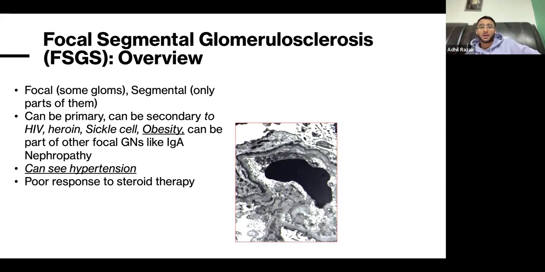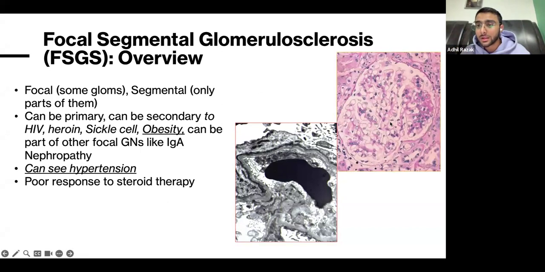Like actually all of these conditions, they could all be primary, and it could also be secondary to HIV, heroin use, sickle cell disease, obesity, and it could be part of other conditions like IgA nephropathy. IgA nephropathy could progress to focal segmental glomerulosclerosis. And in this, you can also see hypertension. The issue with this condition is that they usually have a poor response to steroid therapy. And this kind of looks like wire looping too.